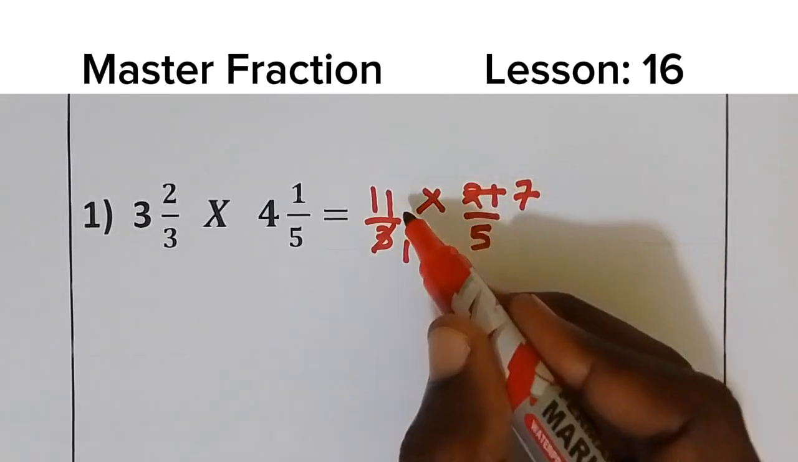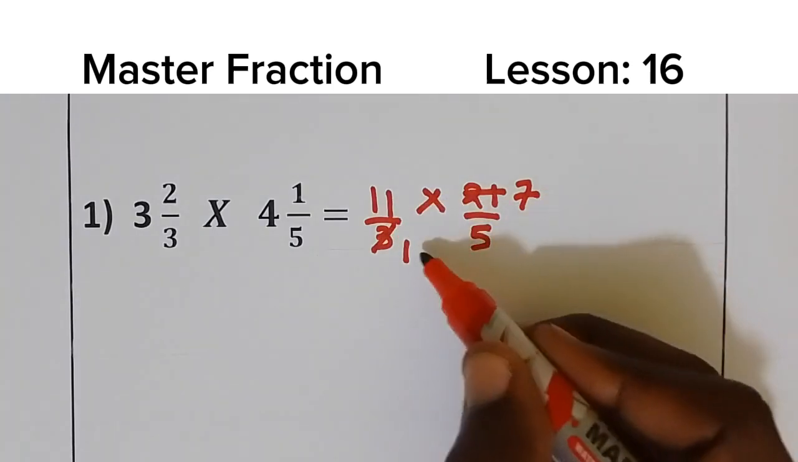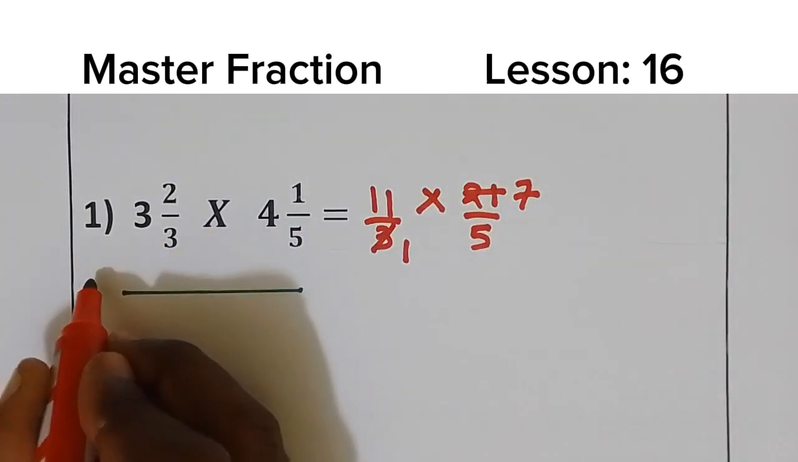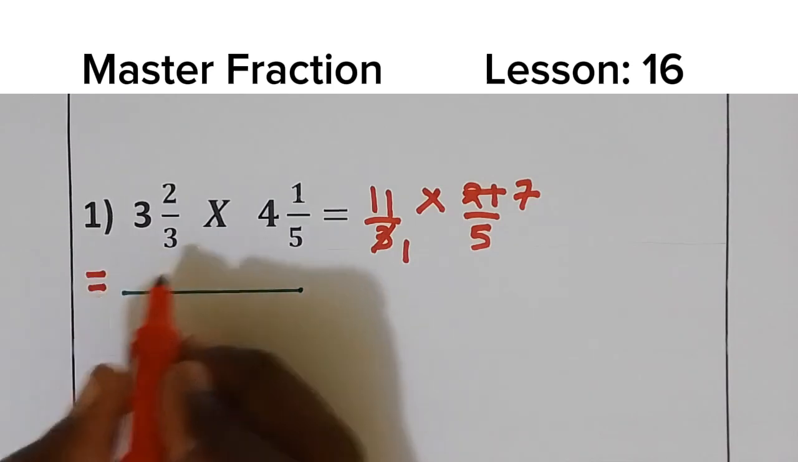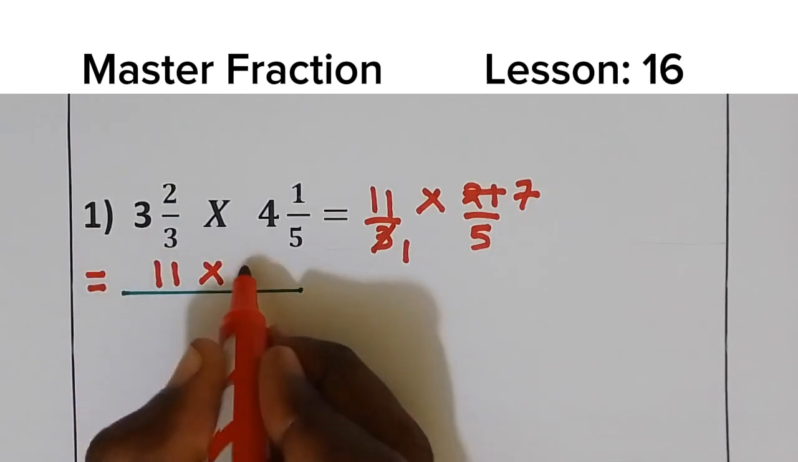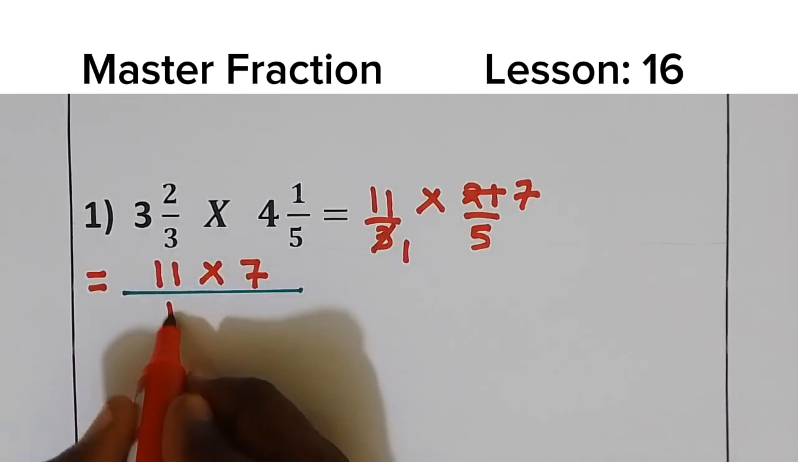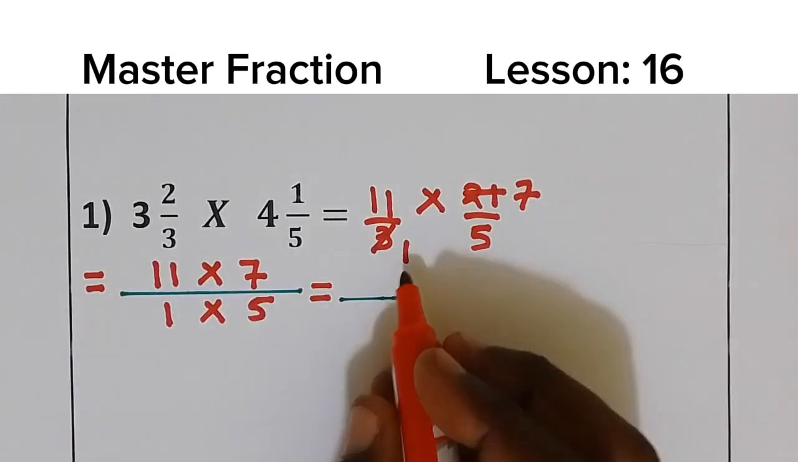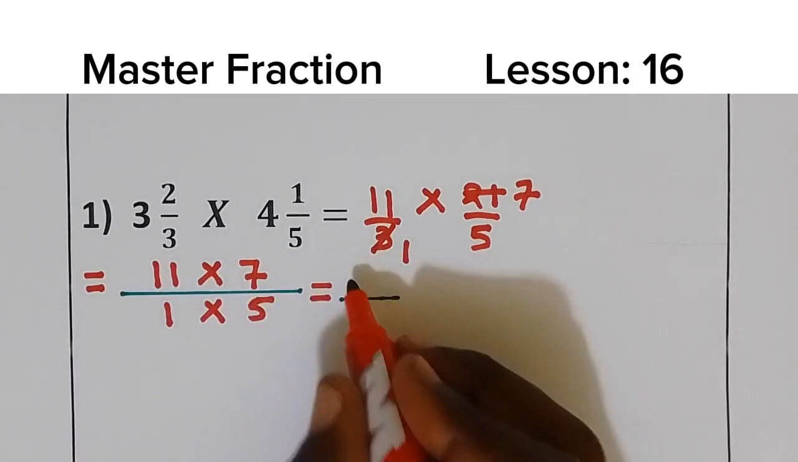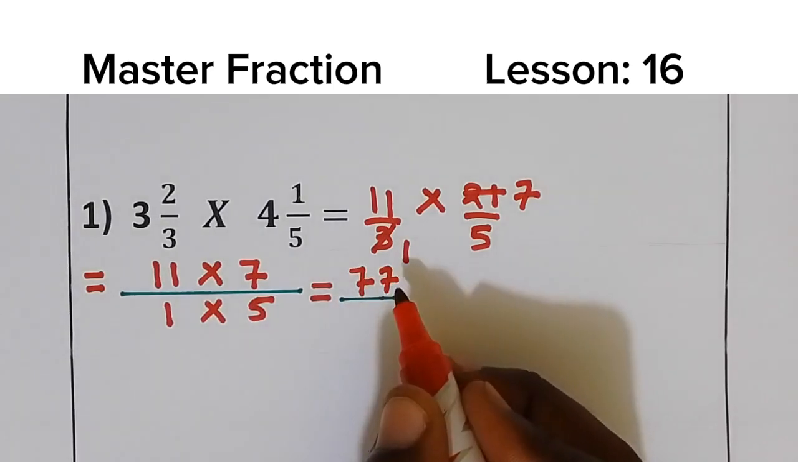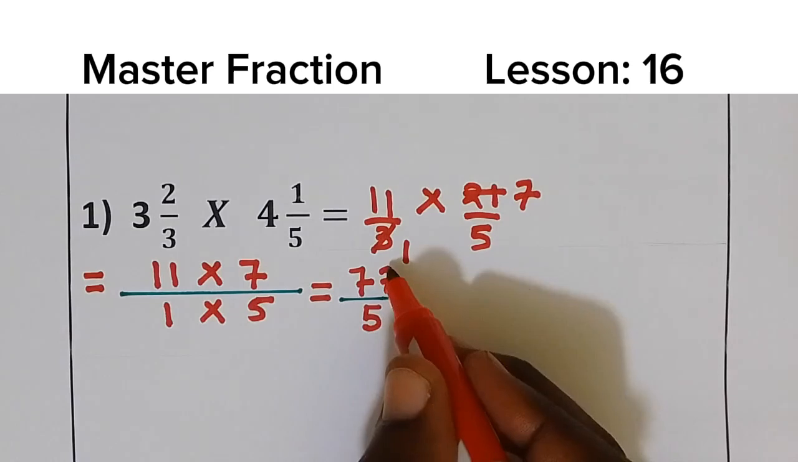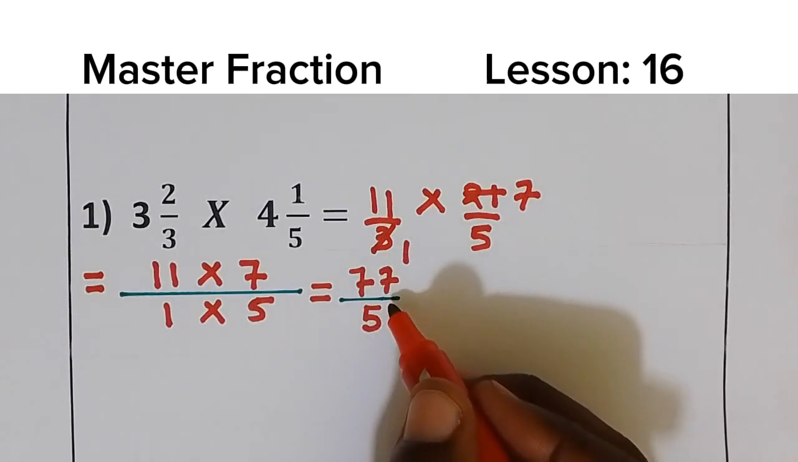Now we are going to multiply numerator by numerator, and denominator by denominator. This is equal to 11 multiplied by 7 over 1 multiplied by 5. 11 multiplied by 7 will get 77. 1 multiplied by 5 we get 5. Now we get an improper fraction. We need to change it into a mixed number.